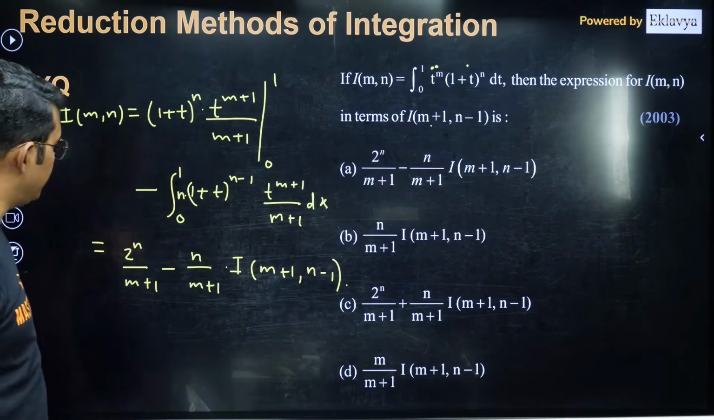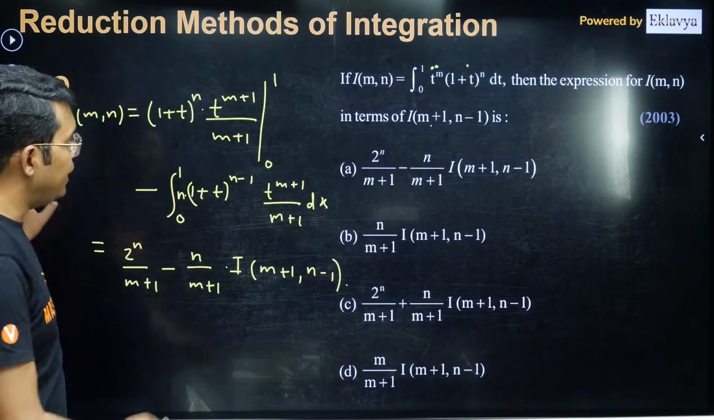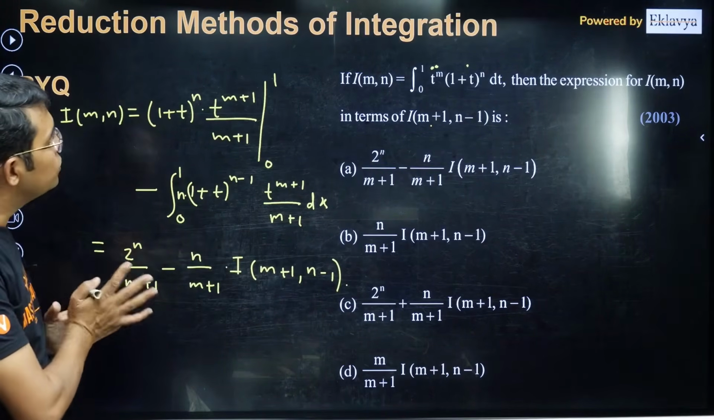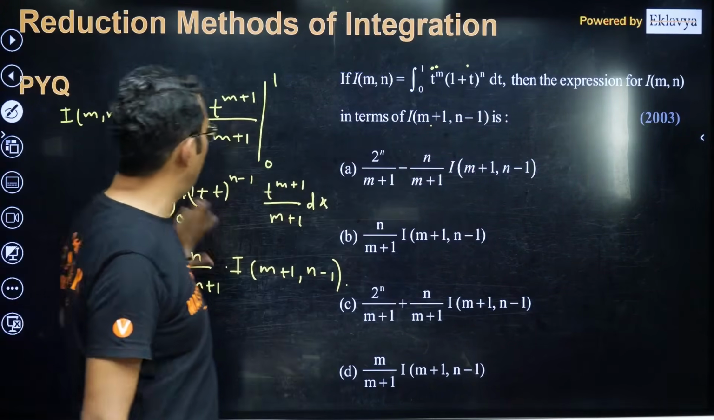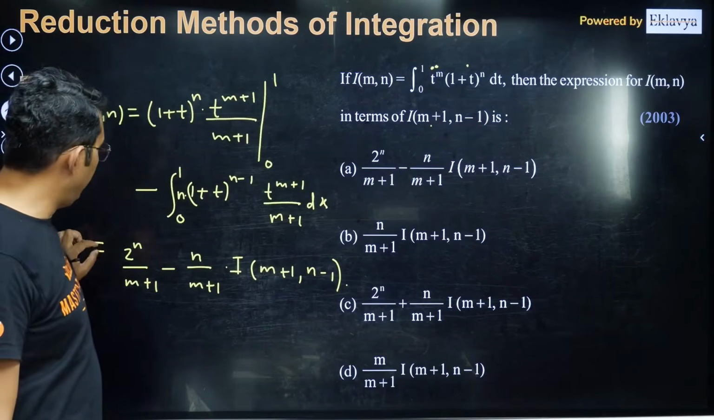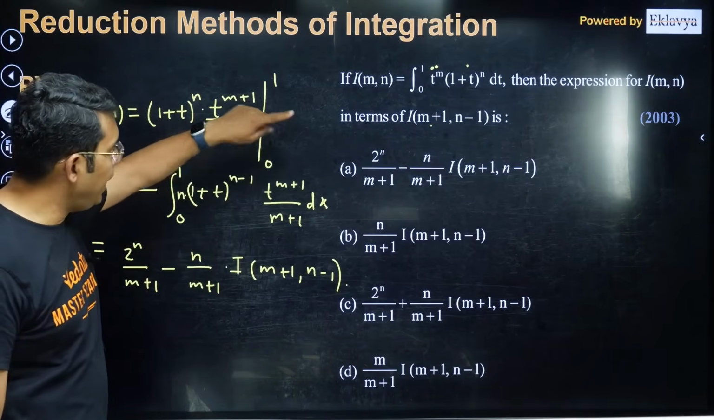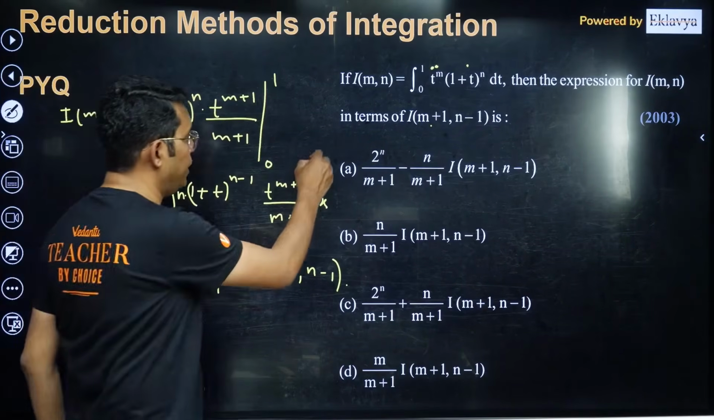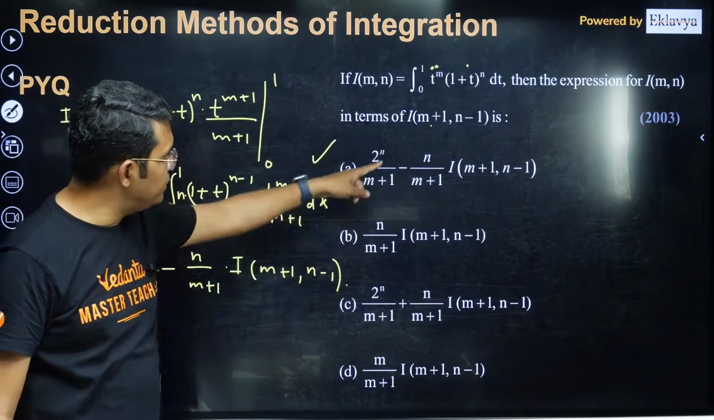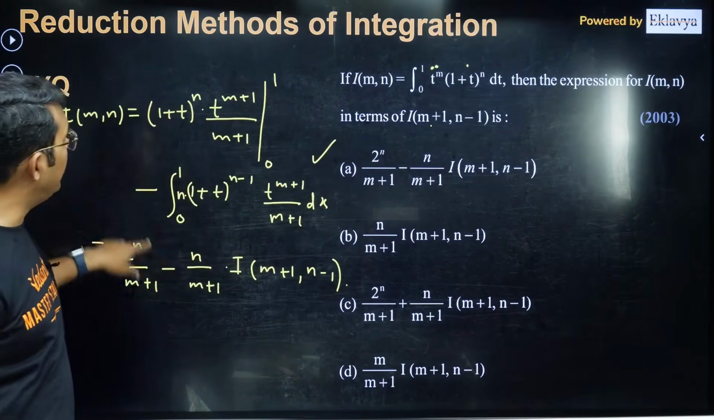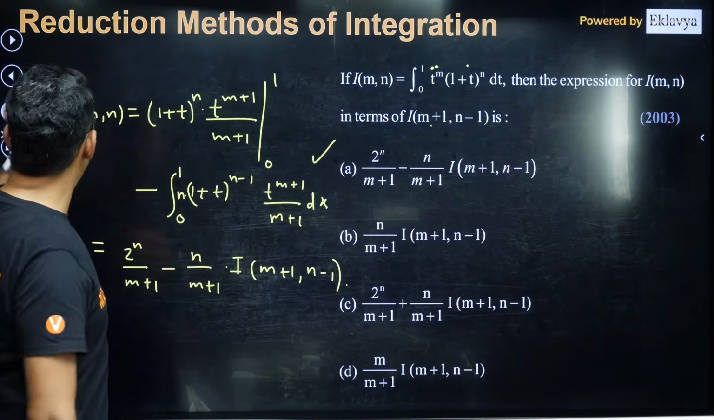So is there any relation like this? Actually you have to write I m comma n in terms of this only. Okay, I think we are done. So 2 power n upon m plus 1 minus n upon m plus 1 I m plus 1 comma n minus 1. It just looks like A is correct. B is different, this term is not there. In C, instead of minus there is a plus sign. I think this minus is correct. Yeah, correct. D is also wrong. So answer is A.